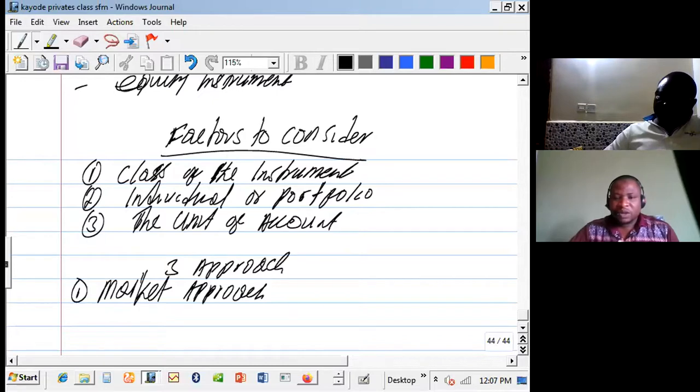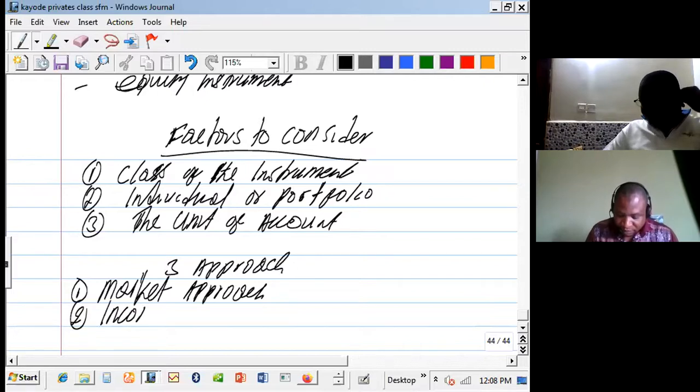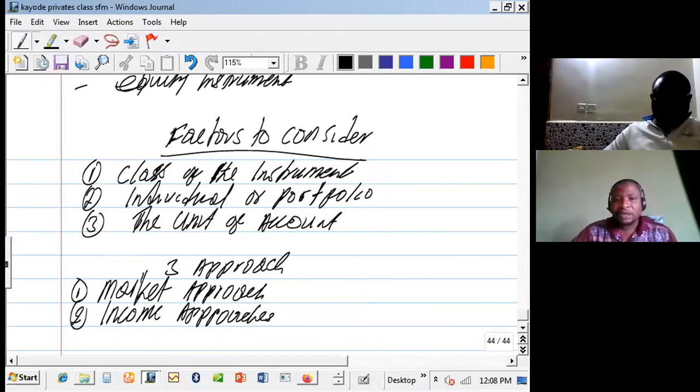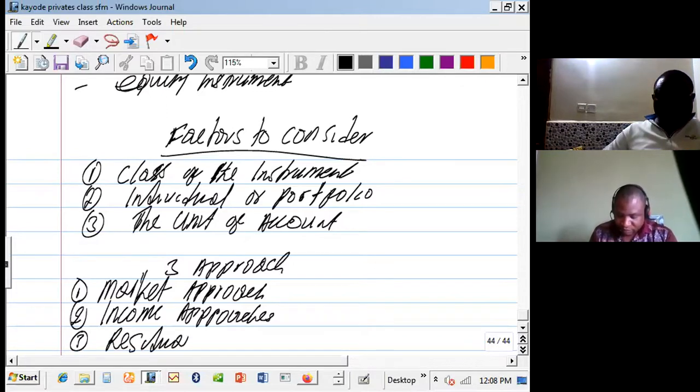Yes, sir. So the next approach is the income approach. I've already given some illustration on these particulars. I don't think I need to go over the market and the income approach again. I just need to highlight them so that you know these are the approaches that will be used. Number two is the income approach. And then number three is the residual interest approach. Are we together? Yes, sir. So these are the three approaches that could be used for the asset.